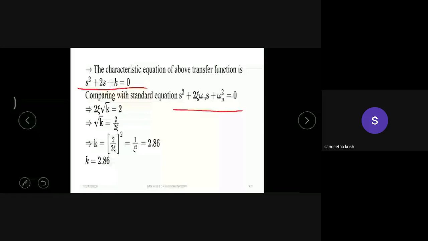Now compare these two equations to get the value of omega n. By comparing the coefficients of s, 2 epsilon omega n is 2, and omega n square is equal to k, which gives omega n equal to root k. Here we know the value of epsilon, and the other numbers are constant. So root k is equal to 1 by epsilon, k is equal to 1 by epsilon square, with epsilon equal to 0.59 that we found previously, finally 2.86.